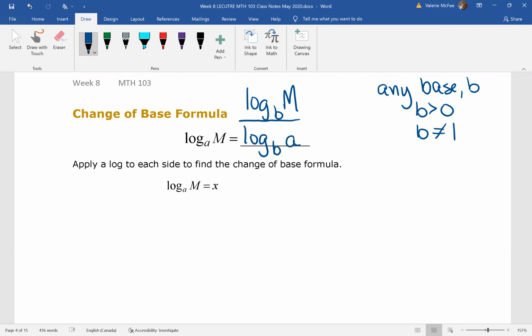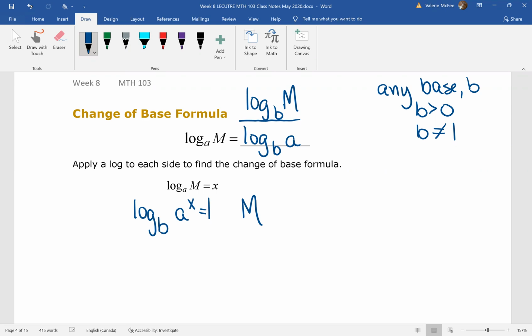How do we get that formula? Where does it come from? Well, let's start with this log base a of m, and we're going to call it x. We're going to say this equals x. The first thing we'll do is change this to exponential form. And then we're going to apply a log. And we're going to apply that log base b because we're changing it to any base b. So let's apply a log to both sides.